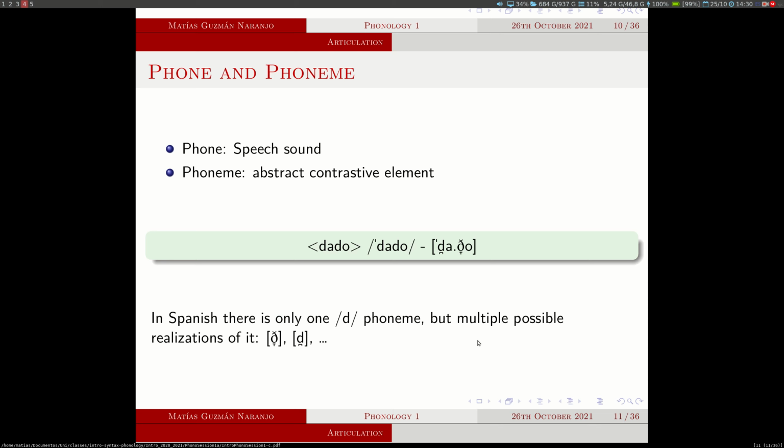Right, so again, a phone is a speech sound like D or L, and a phoneme is an abstract contrastive element. So phonemes are not out there, they are abstract elements of a language. In this case, in Spanish, we have one phoneme for D, and it can be realized in multiple different ways.